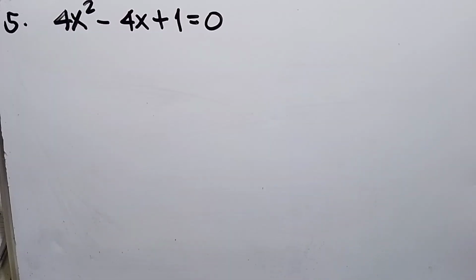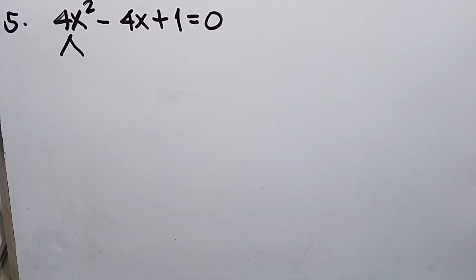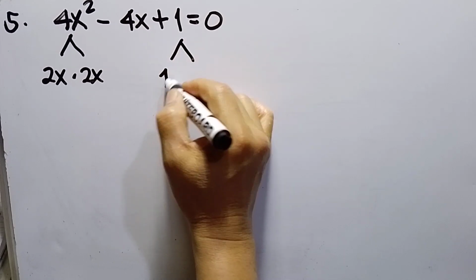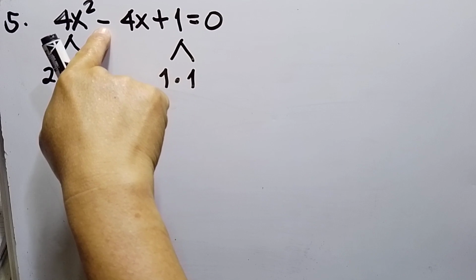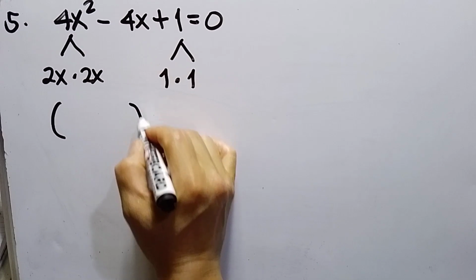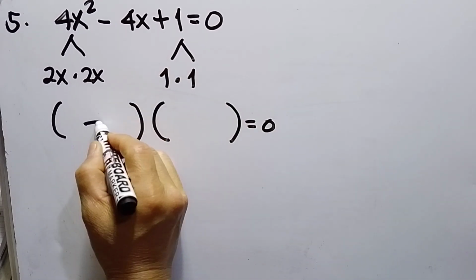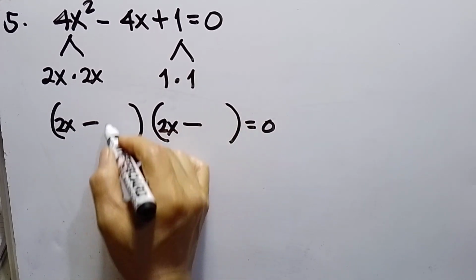Now let's proceed to number 5. Okay, number 5, I have here 4x squared minus 4x plus 1 equals 0. So factor out this one. This will be 2x times 2x. How about 1? Of course, 1 times 1. So since the middle term is negative and then the last term is positive, take note, we have two negative signs for the factors. Negative, negative. So I will put 2x, 2x, then minus 1, minus 1.